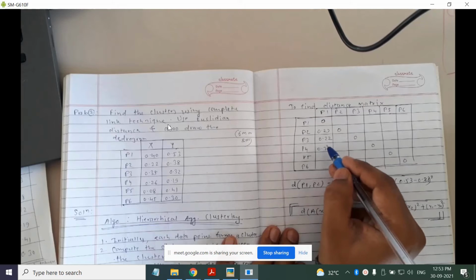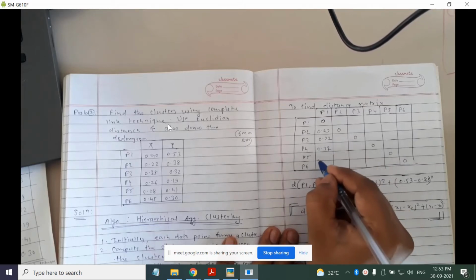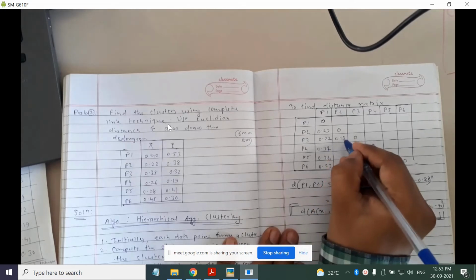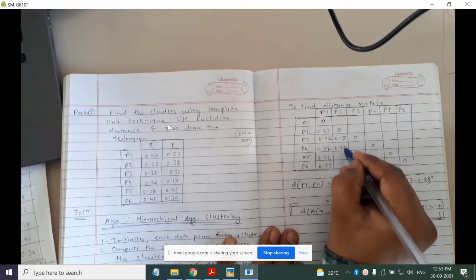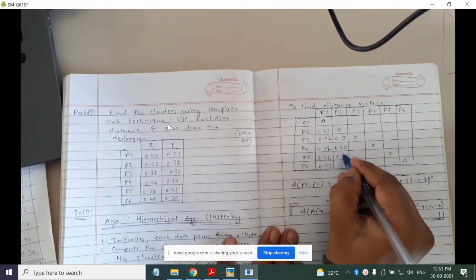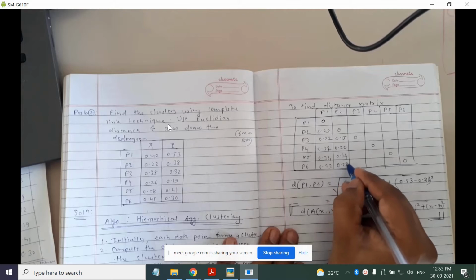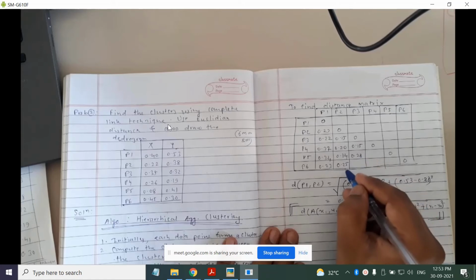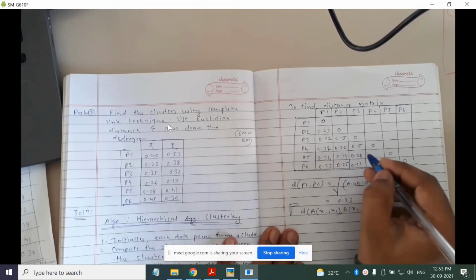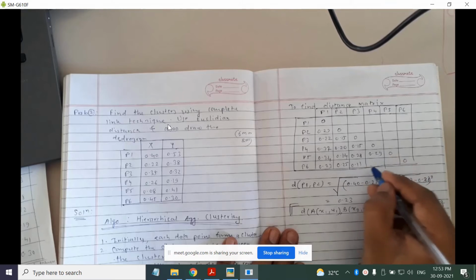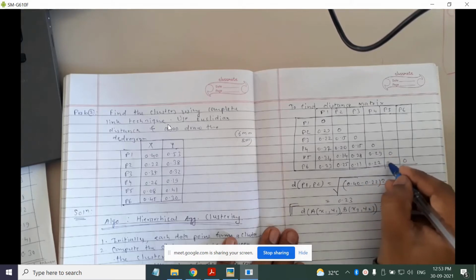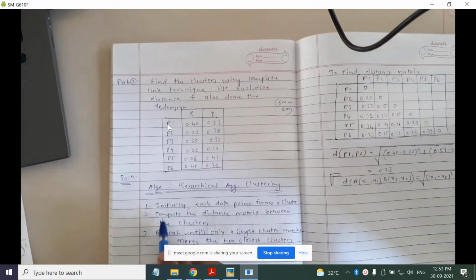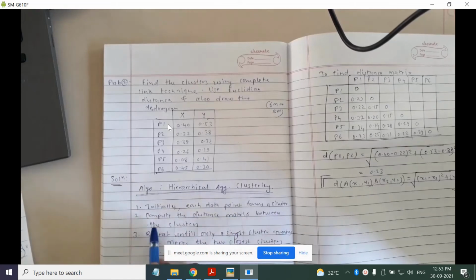0.23, 0.22, 0.37, 0.34, 0.23, 0.15, 0.20, 0.15, 0.25, 0.15, 0.28, 0.11, 0.29, 0.22, 0.39. Now, initially each data point forms a cluster, compute the distance matrix.